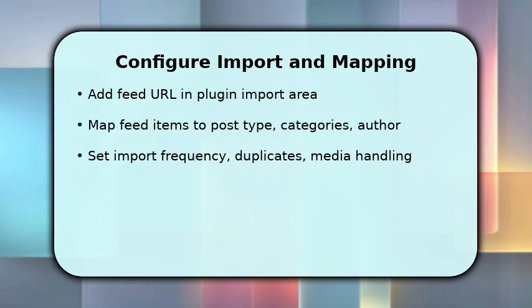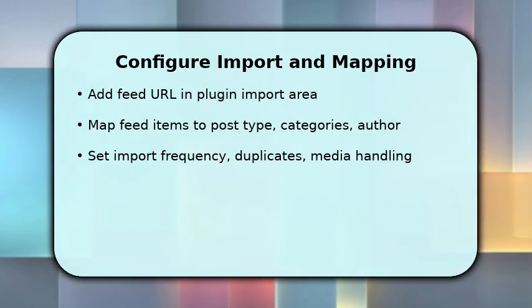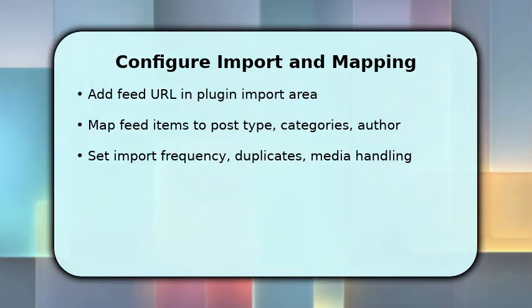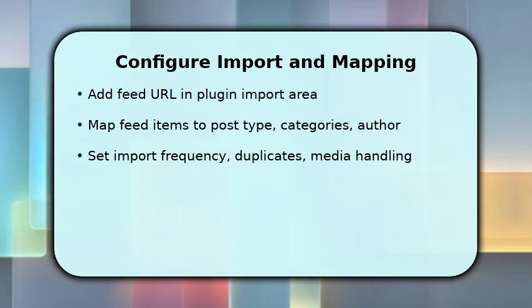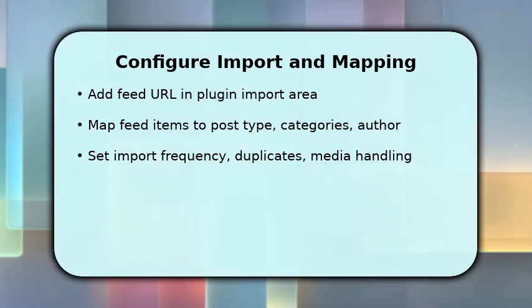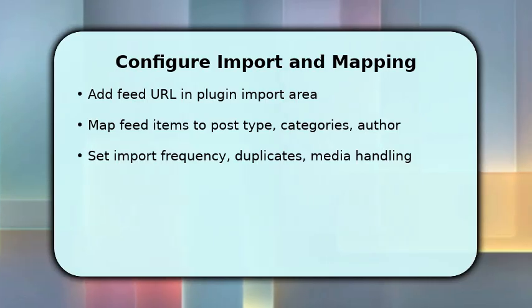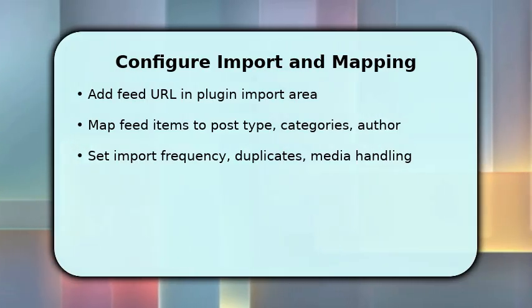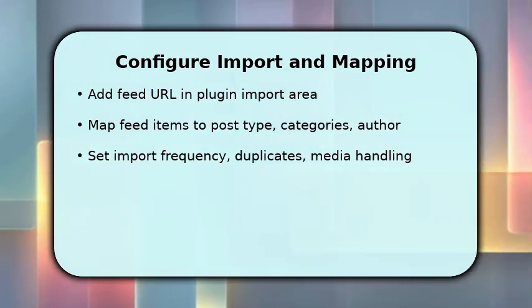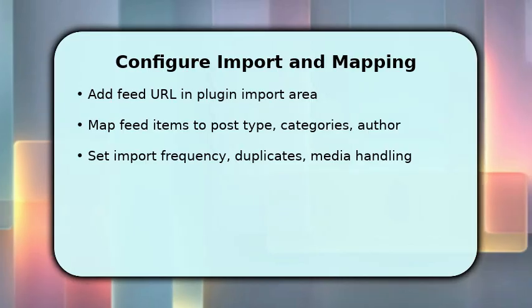You now configure the plugin, add the RSS URL into the plugin's feed list and name it clearly. Then map incoming items to your site, choose post type, category, and whether to assign a default author or create new users. Once set, handle media, enable remote image import or use featured image mapping.